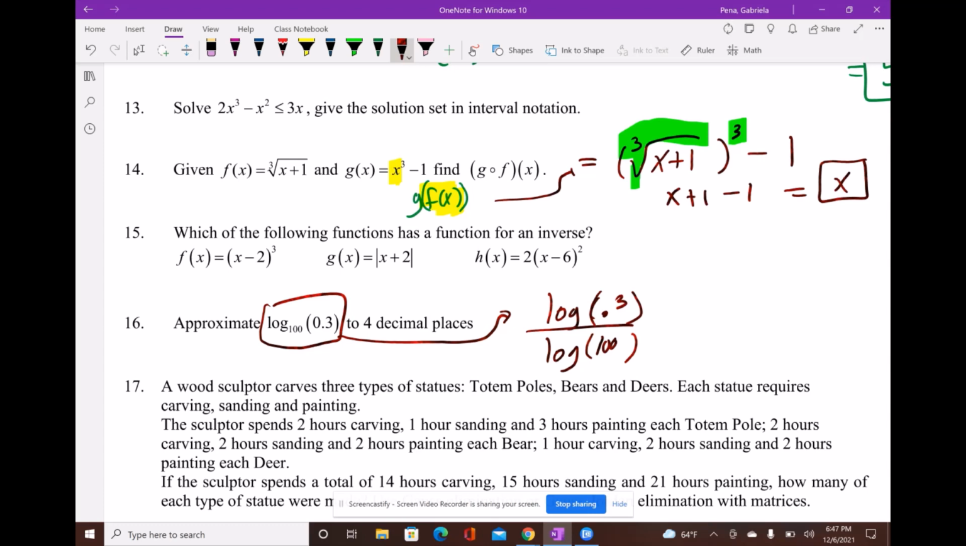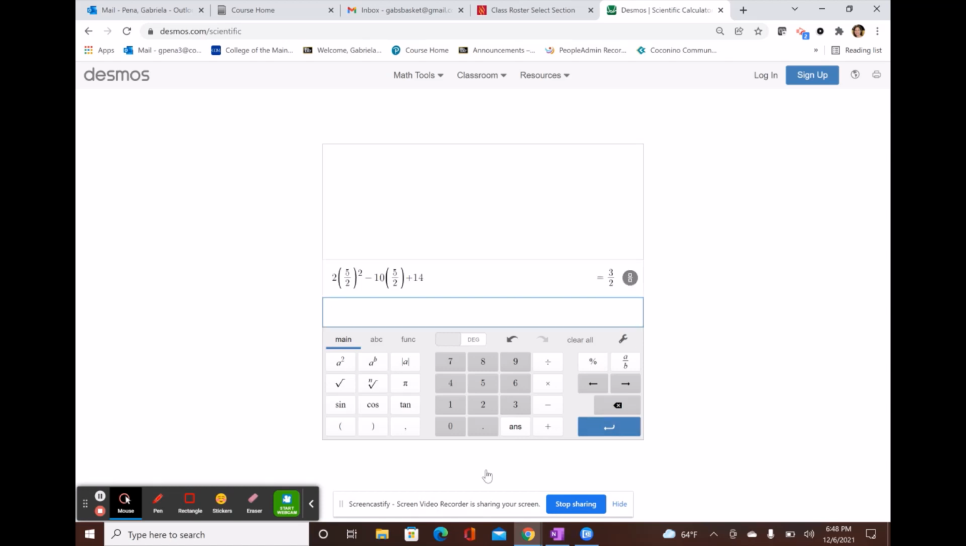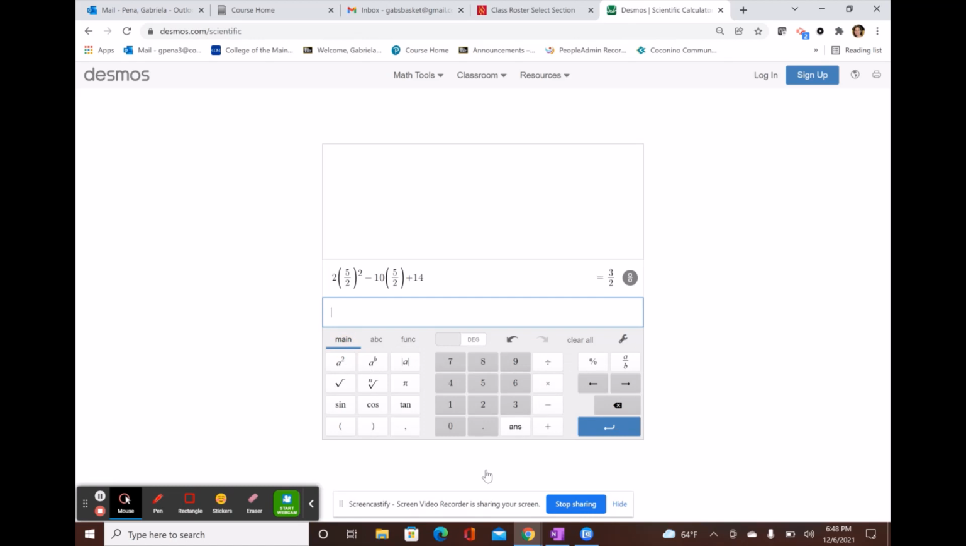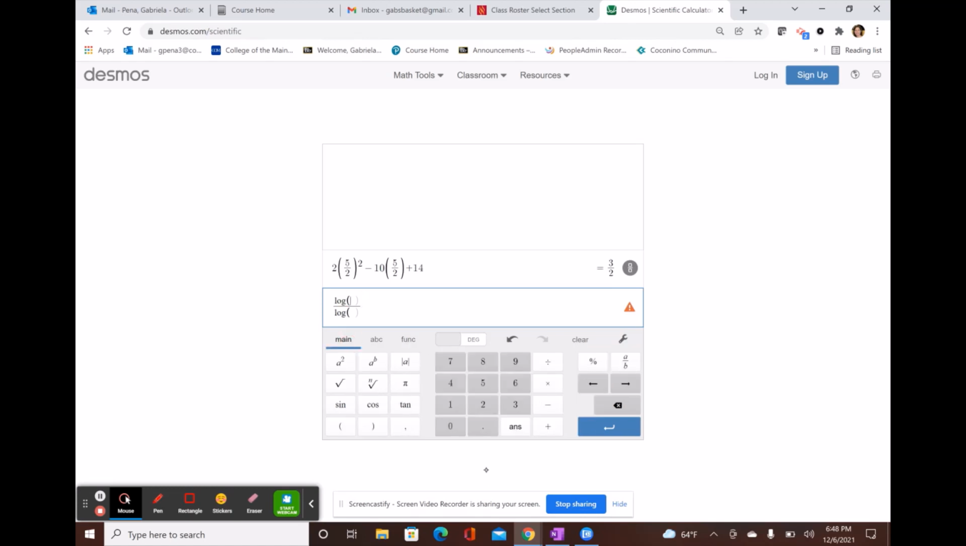Now, if you have a graphing calculator, there might be the one with the little subscript. You just type it in just the way you see it. When you go to your scientific calculator, the ones that are here, it is a fraction. We do need log on top, log on the bottom. We do need 0.3 there and 100 in the bottom.